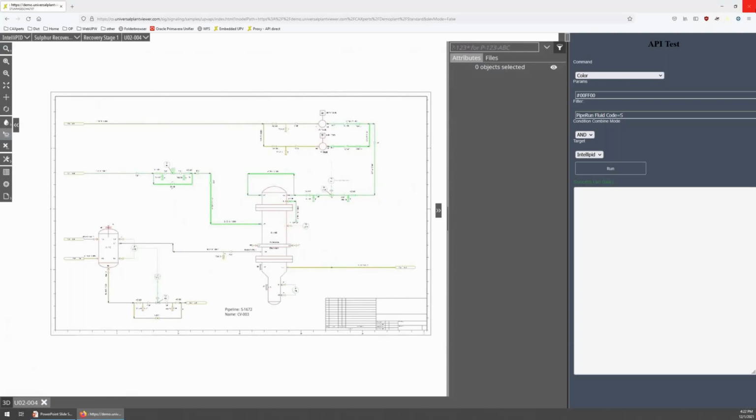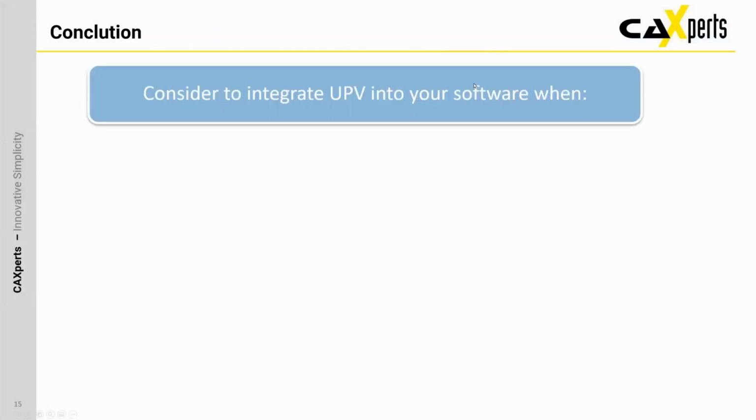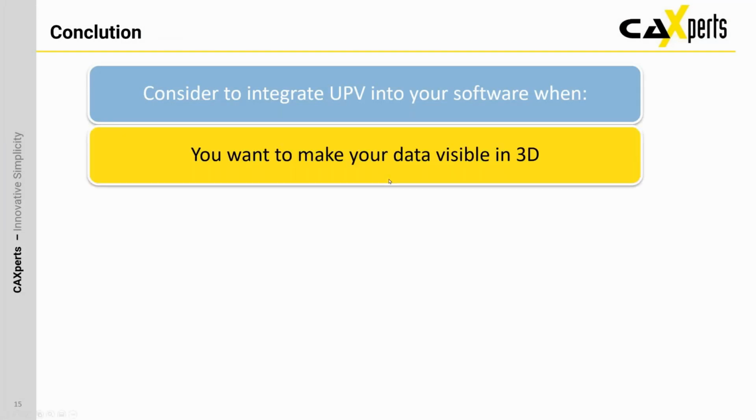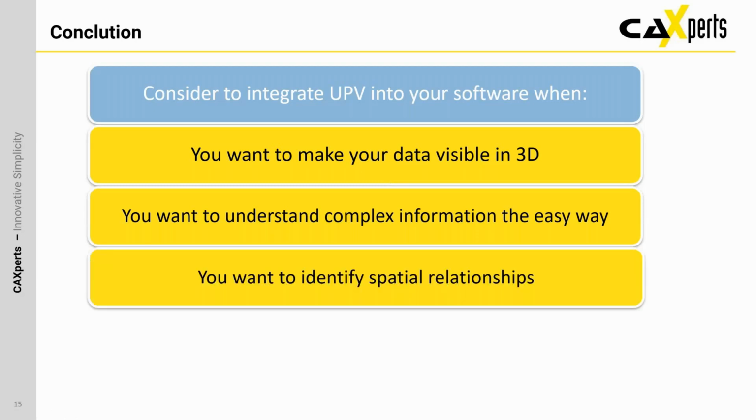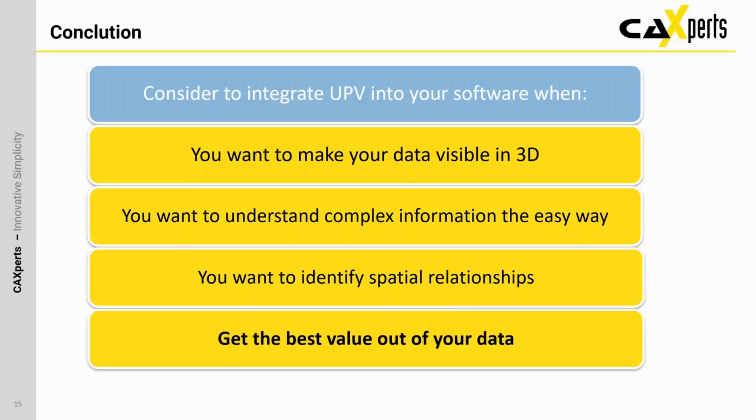So let's close this and come to the conclusion. Why should you consider integrating UPV into your software? When you want to make your data visible in 3D, when you want to understand complex information in a very easy way, when you want to identify spatial relationships, remember that work order sample I showed you. It's easy to recognize things that happen at specific positions. And in the end, if you want to get the best value out of your data.